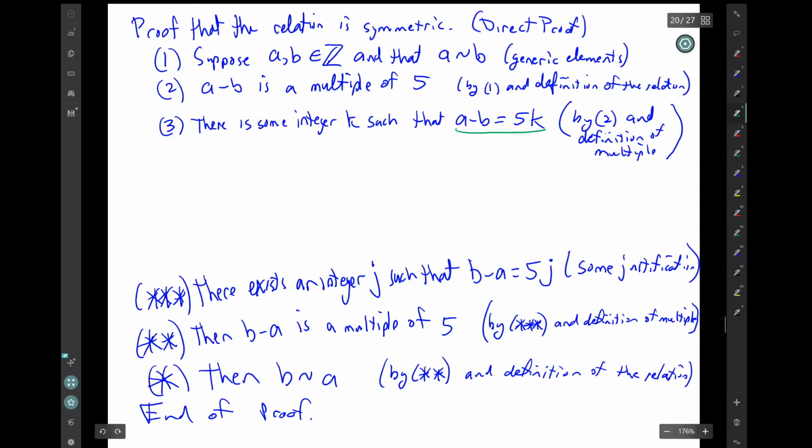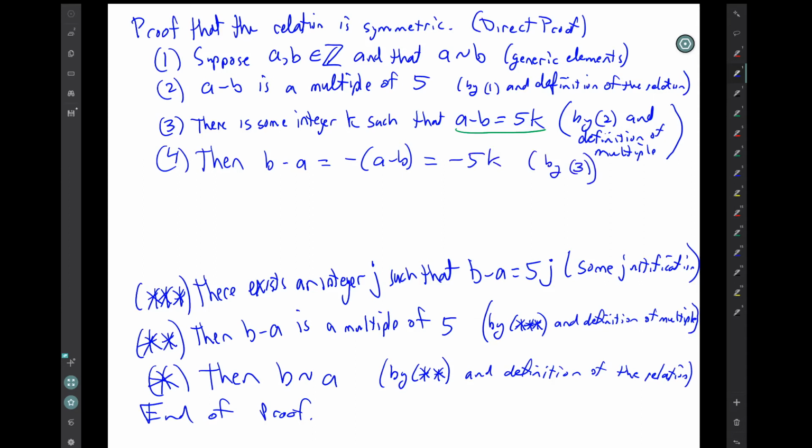Go back up, make this statement 4. So statement 4, we just use statement 3. We point out that b minus a is minus 5k. Well, look, we've got now an equation that says b minus a equals minus 5k, and we want to have an equation that says b minus a equals 5j. So let's keep going.